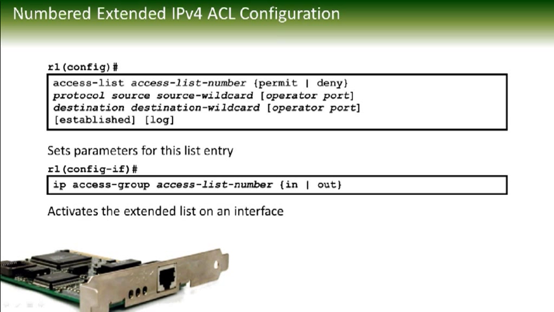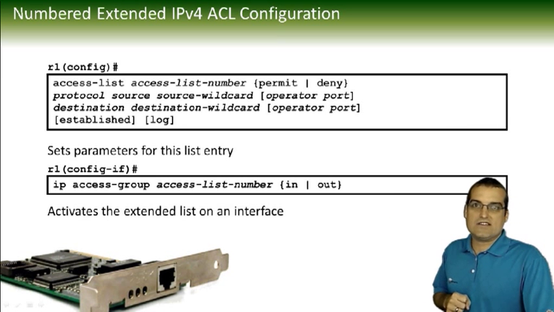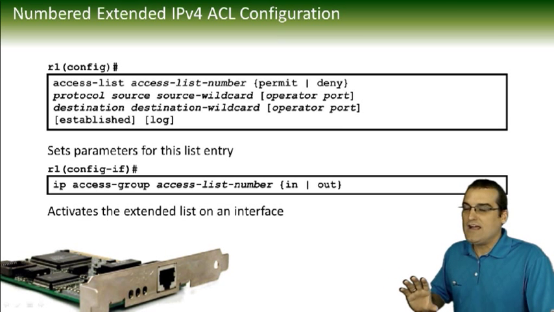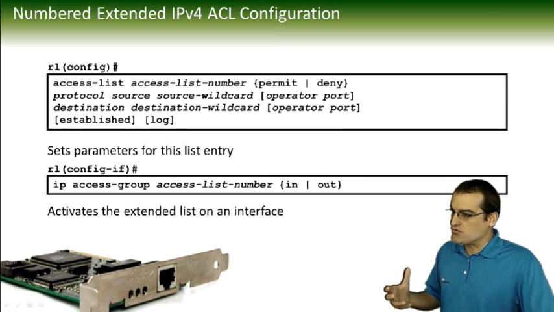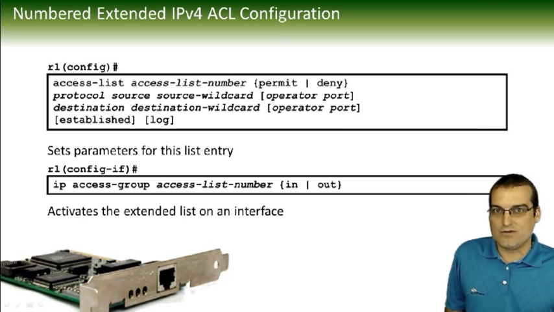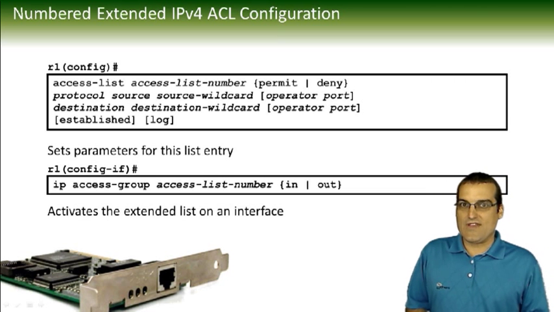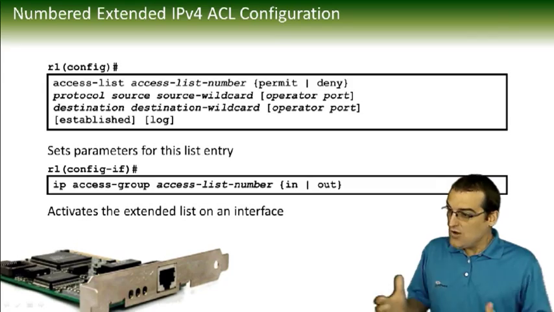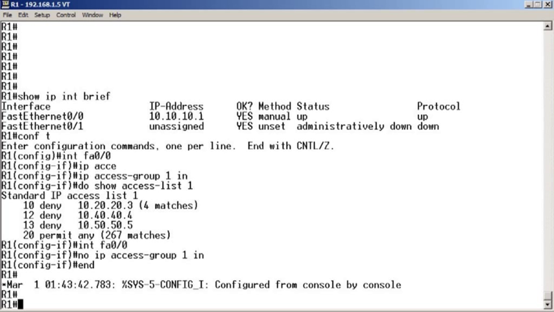Now, notice when it comes to us assigning an extended access control list to an interface, nothing at all changes, does it? We use the IP access group syntax, and then of course we're going to have to use the in or the out keyword in order to indicate directionality for that extended ACL. Well, let me go ahead and jump to the command line and let's take a look at an example of utilizing these extended access control lists.